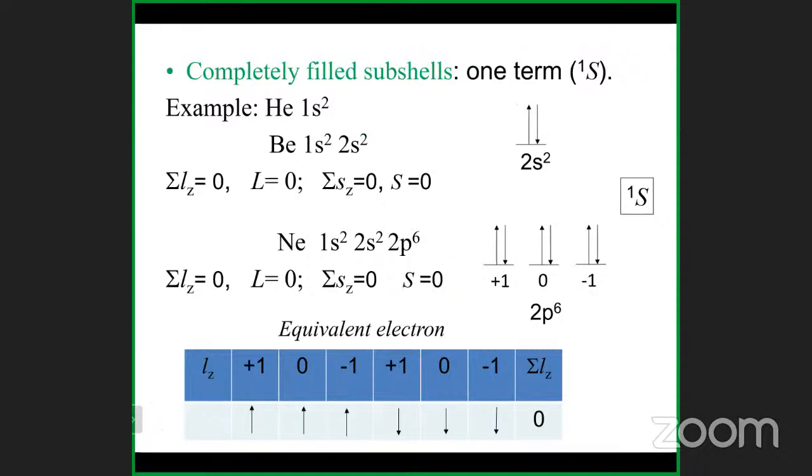Right, these are some examples of filled shells. You have, say, for example, helium. So everything is basically zero. So the only state that can arise is just 1S. For the others we don't really bother. In order to determine the most important state of a particular atom, we look at the unfilled subshells. We'll look at that again later on.